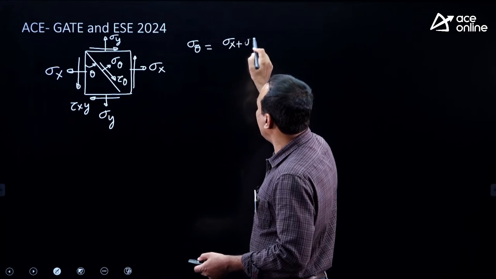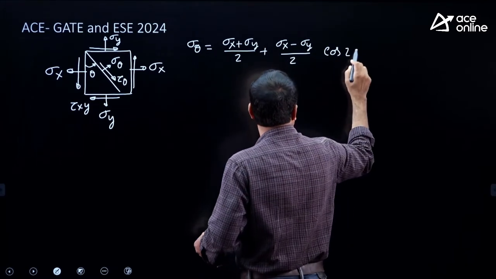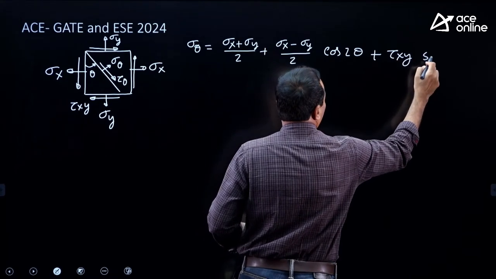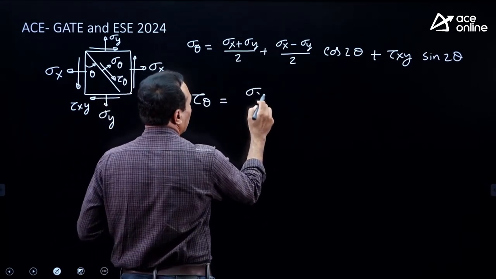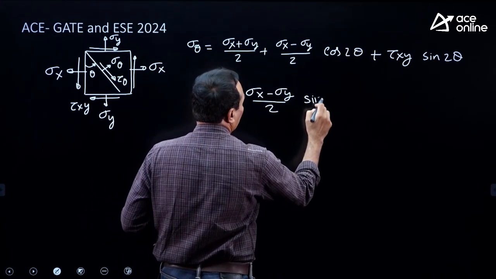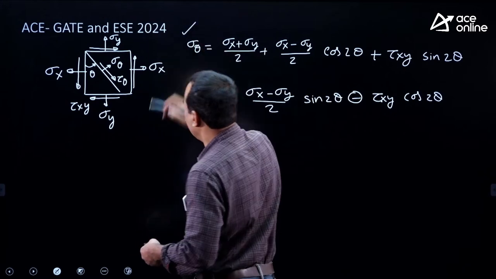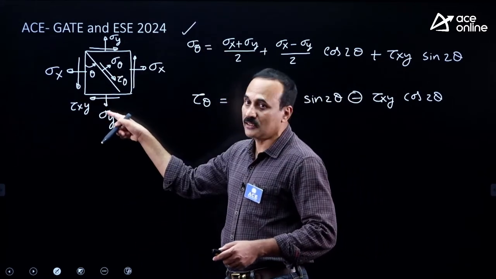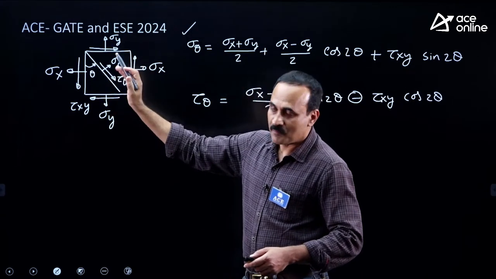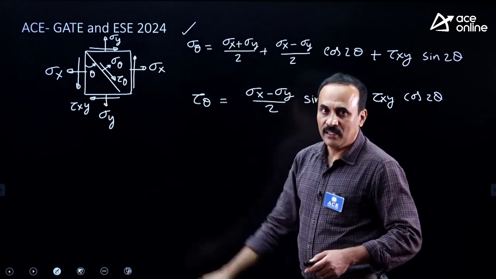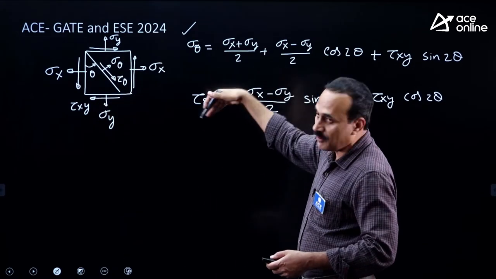So sigma theta, as you know after derivation, most people have memorized this equation: sigma x plus sigma y by 2 plus sigma x minus sigma y by 2 cos 2 theta plus tau xy sin 2 theta. Remember this? Even tau theta you can calculate: sigma x minus sigma y by 2 sin 2 theta minus tau xy cos 2 theta. I want this only. Remember here, sigma x is tensile, sigma y also tensile, and the angle with the vertical in the anti-clockwise direction I have taken as positive while deriving this formula.